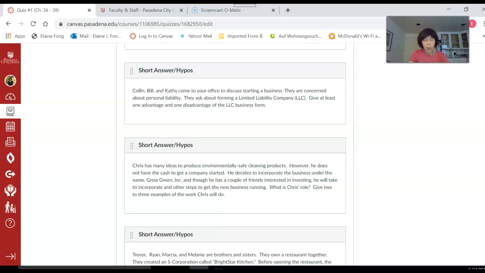The second advantage, you only have to give me one, but a second advantage would be that an LLC can be taxed like a partnership. So it'll pass through and be taxed only at one level, not at two levels like a corporation is taxed. That's one advantage you have to come up with.